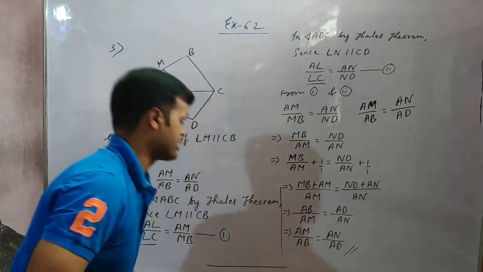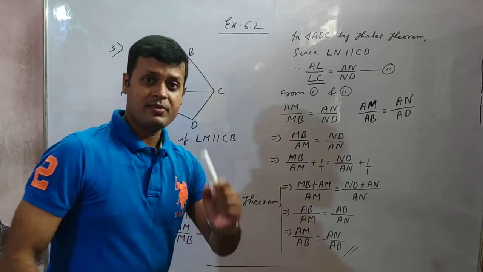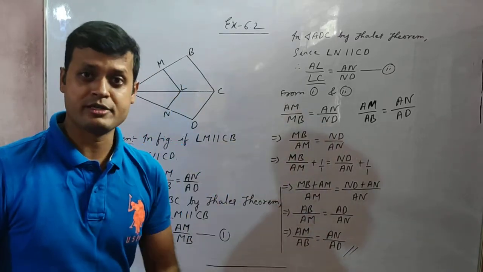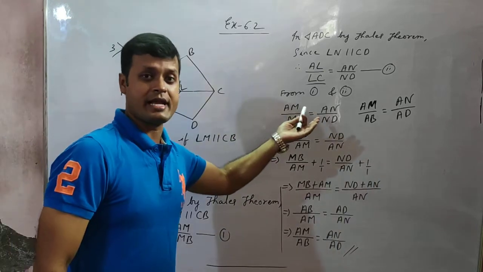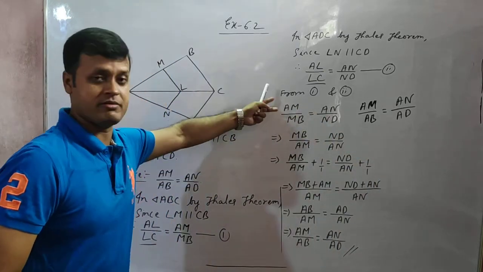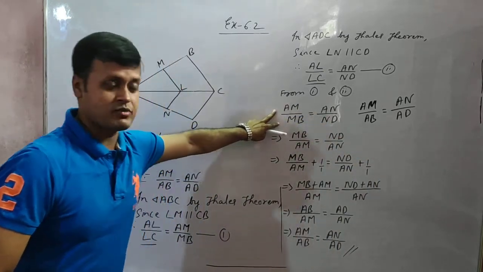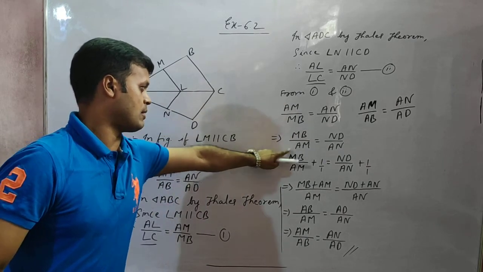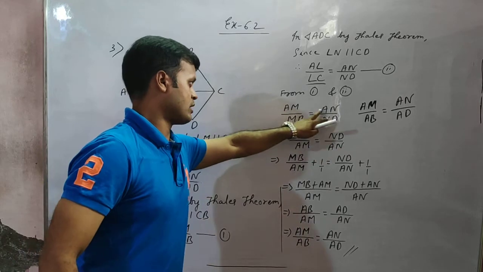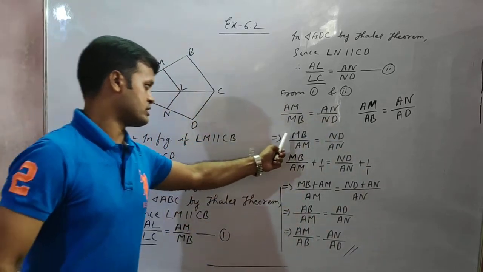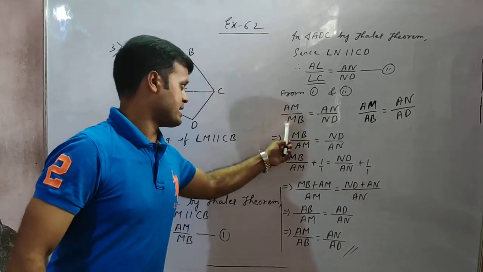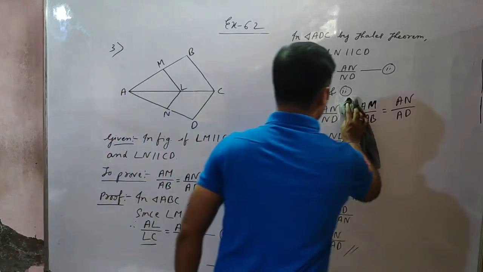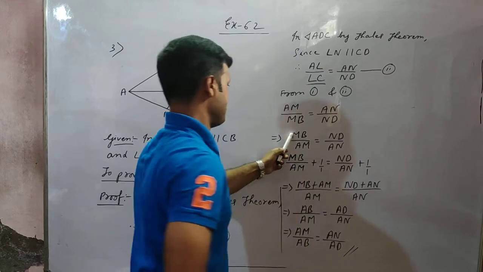So what we will do is, students, out of the numerator or the denominator, whichever term we need to change, that one we need to take up. So we will just reverse on both sides. If we reverse this side, then MB will go up and AM will come down, and ND will go up and AN will come down. Because we need to change MB and ND, so we are taking these two upwards.